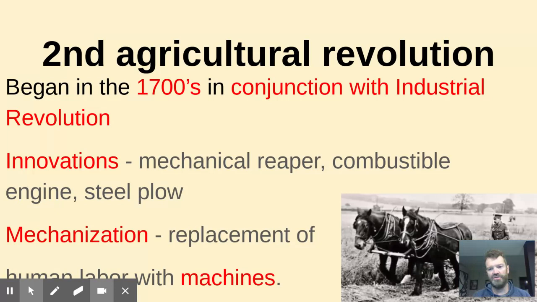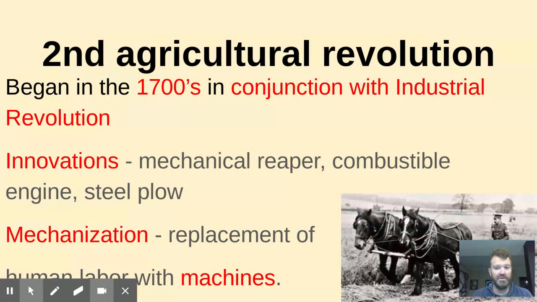There were all kinds of new innovations like the mechanical reaper, a combustion engine, a steel plow, even barbed wire that allowed people to keep their animals within a certain place. All of those innovations are helping create more yield, get more food. And since you have more food, then you can sustain more people. So mechanization is the replacement of human labor with machines. Machines made things better and you could produce more food. So those are positive developments because you can produce way more food and people can be more healthy.